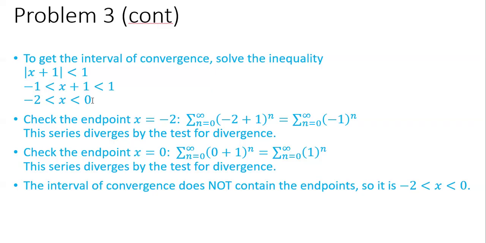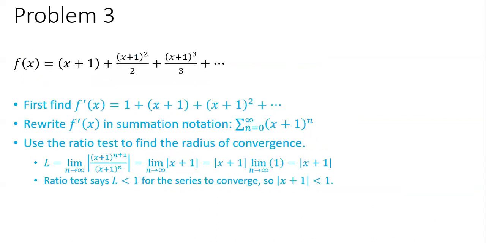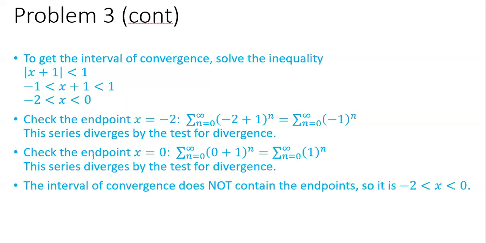Okay. So now we have to check the two endpoints manually because the ratio test is inconclusive there. We plug in x is -2 into this guy, into our f prime that we're trying to find the interval of convergence of. So we would get (-1) to the n. This is clearly divergent. Okay. We plug in the other endpoint. This is 1 to the n. This is clearly divergent as well. So the interval of convergence again does not include the endpoints here. So it's just -2 less than x less than 0.